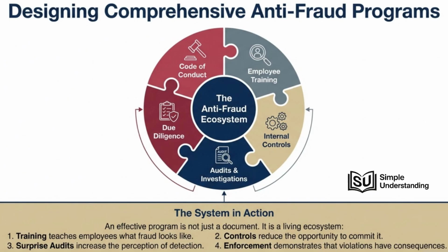For example, a company may implement mandatory ethics training, conflict of interest disclosures, vendor due diligence, data analytics, and surprise audits. These measures work together to reduce opportunity, increase perceived detection, and discourage rationalization.